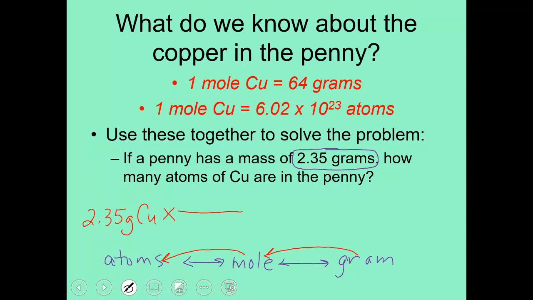So going from grams of copper to moles of copper, I have this first one: 1 mole is equal to 64 grams. Now you got to make sure the top and the bottom of your factor are equal. Like I would never say 12 dozen is equal to 1 egg. I got to be careful. I know it's 1 dozen is equal to 12 eggs. So here it's 1 mole is equal to 64 grams.